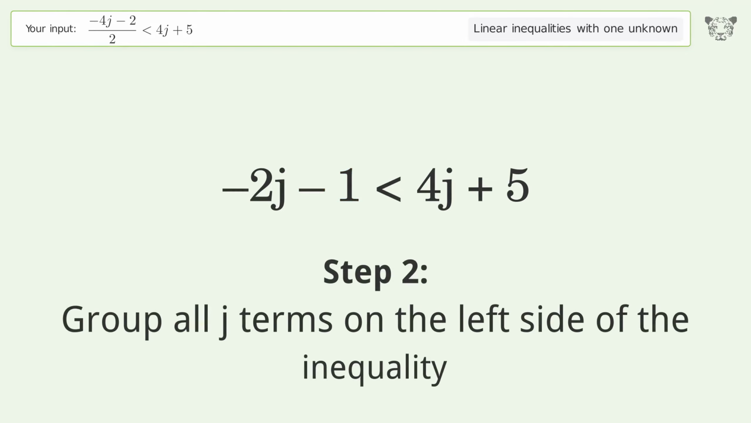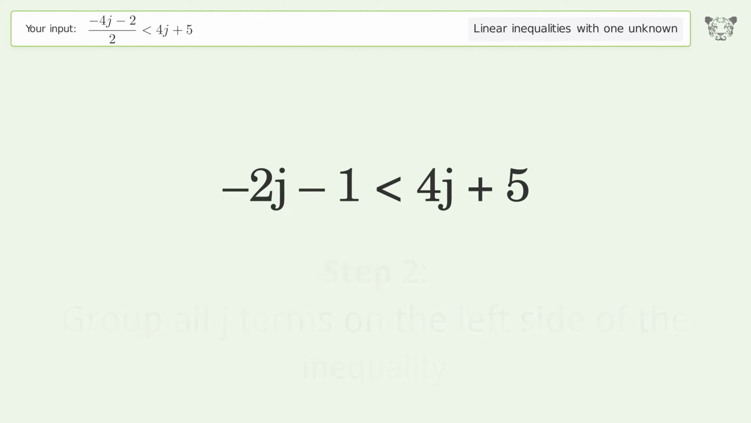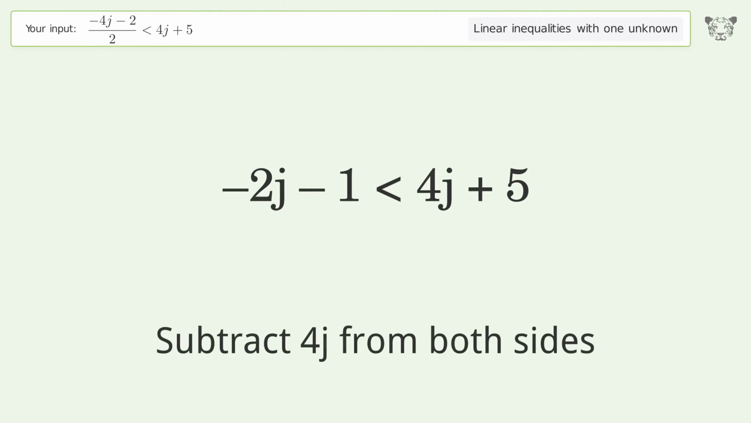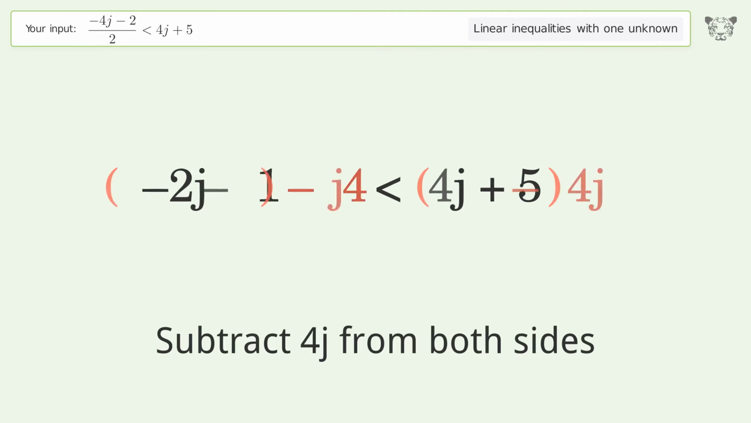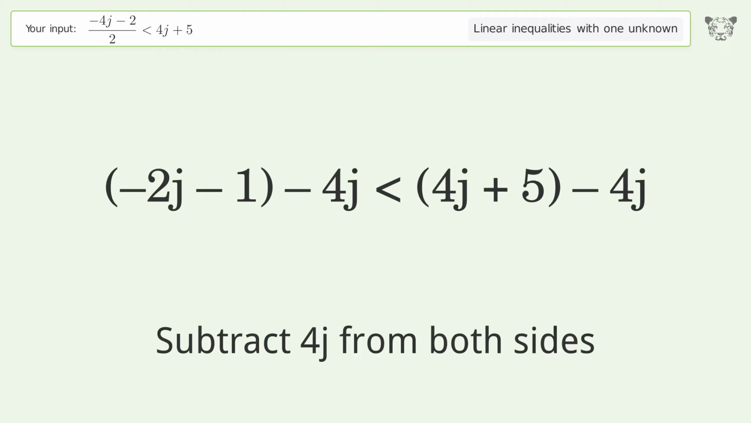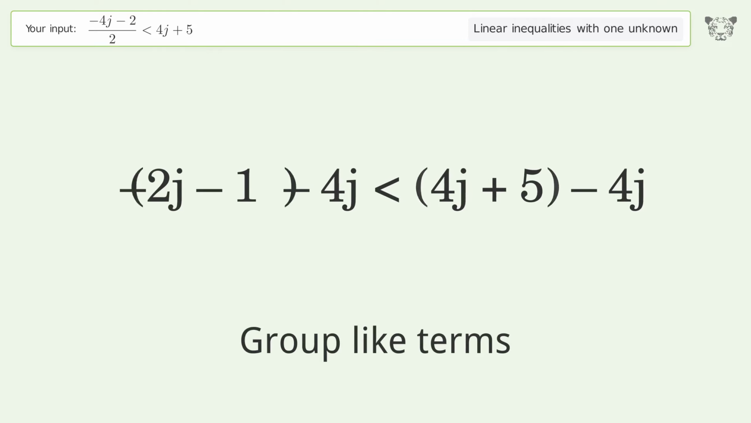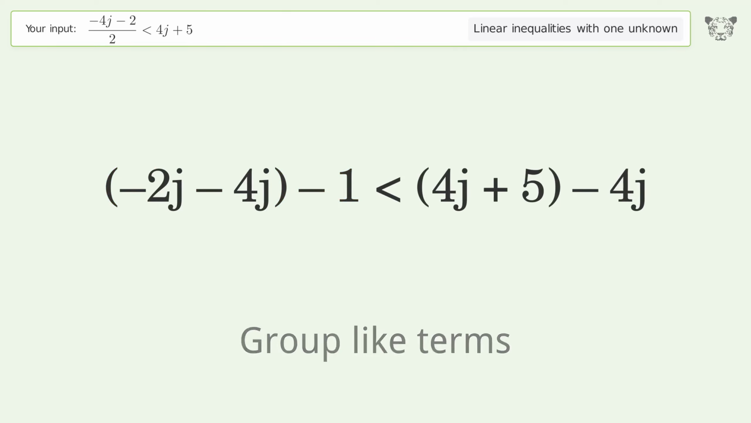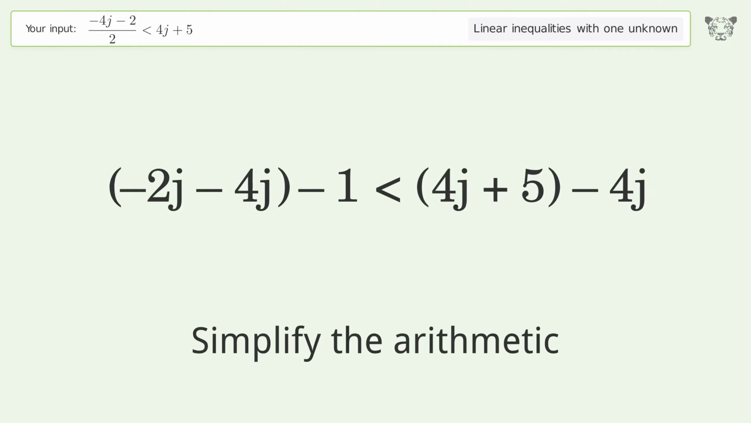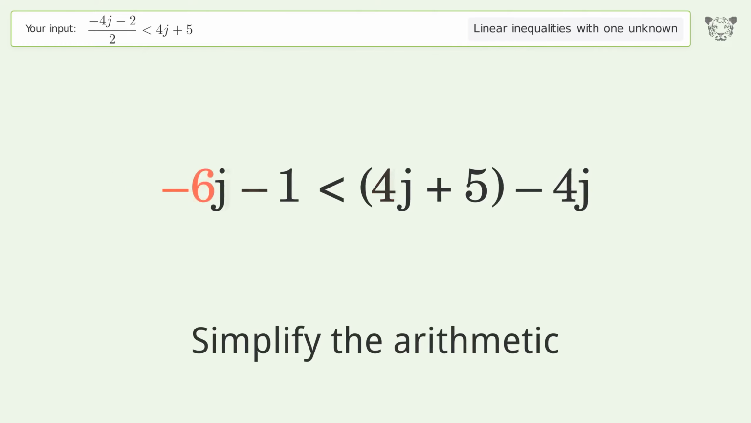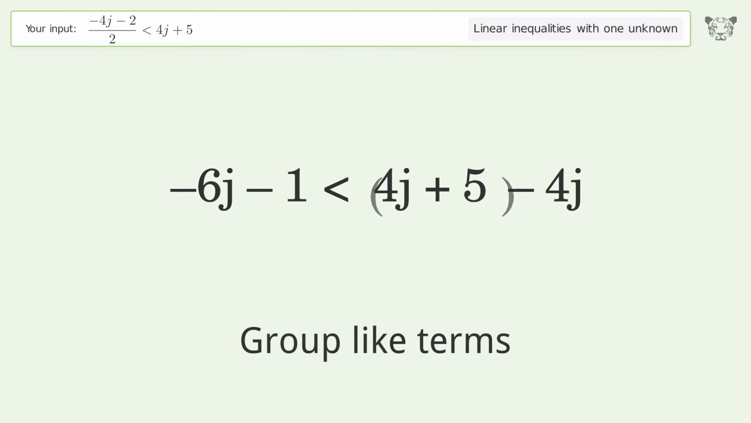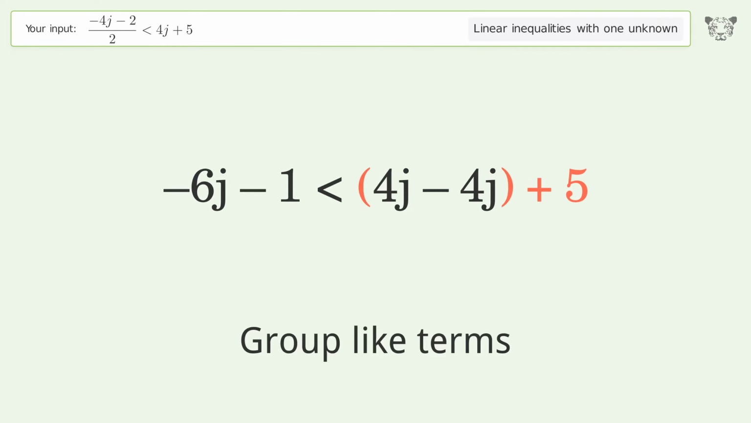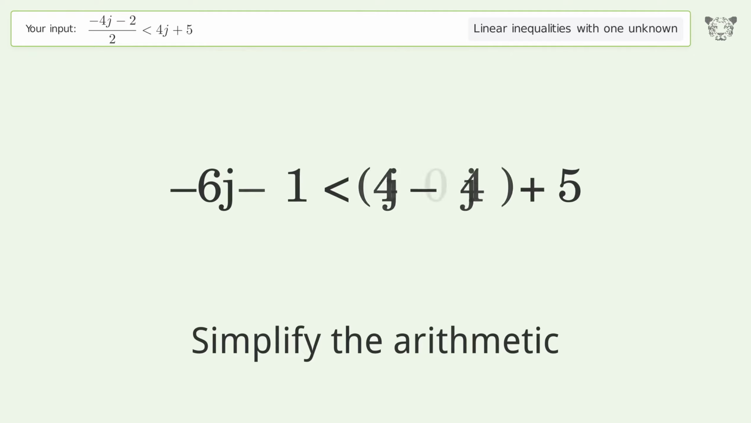Group all j terms on the left side of the inequality. Subtract 4j from both sides. Group like terms. Simplify the arithmetic. Group like terms. Simplify the arithmetic.